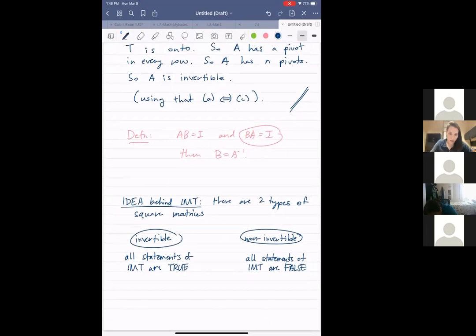Next time I'm going to do a couple of examples using the invertible matrix theorem just so you can see how to apply it. And then we'll finish up with talking about invertible linear transformations.